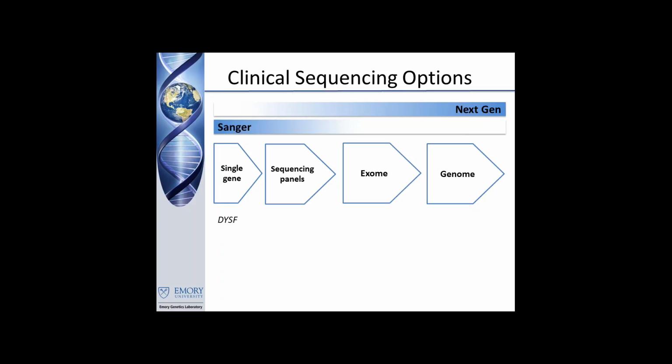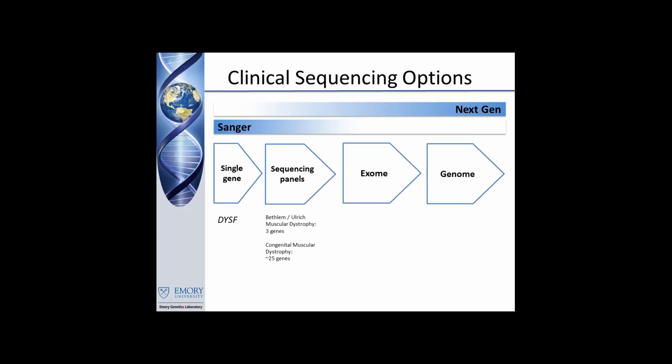So let's take an example of limb-girdle muscular dystrophy. The most common form of limb-girdle muscular dystrophy is caused by pathogenic variants in the DYSF gene. Based on clinical presentation, possibly family history, there may be a good reason to go and test for this one gene first before going on and casting a wider net for testing.